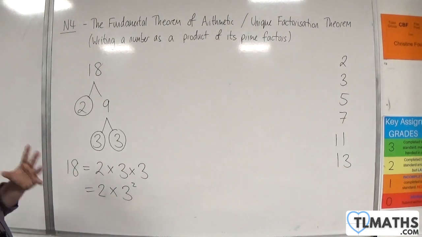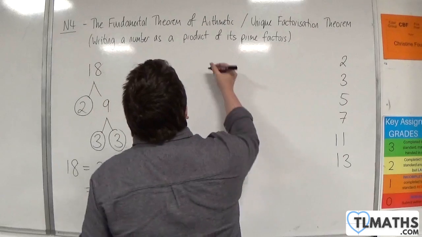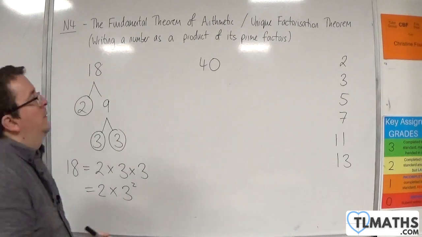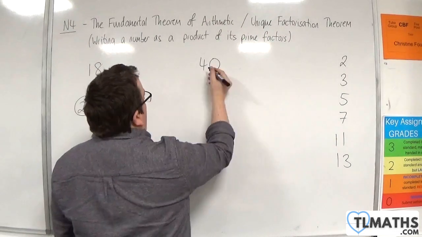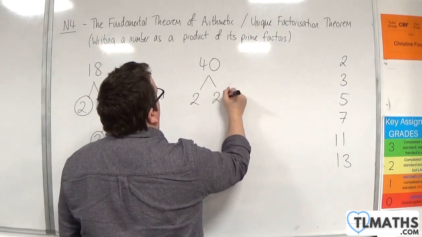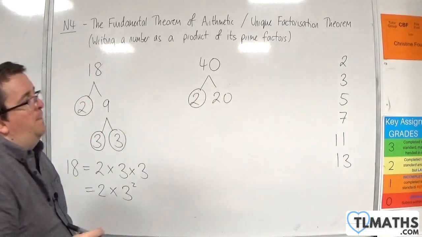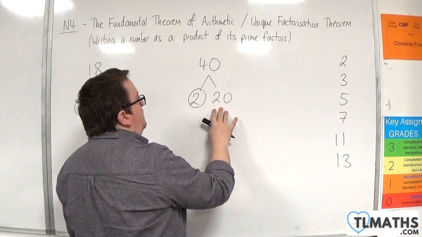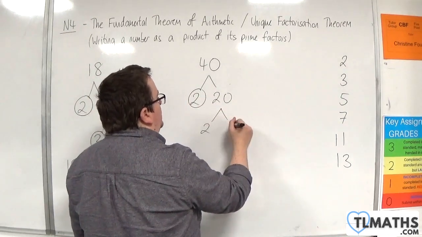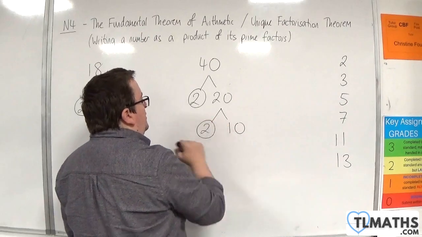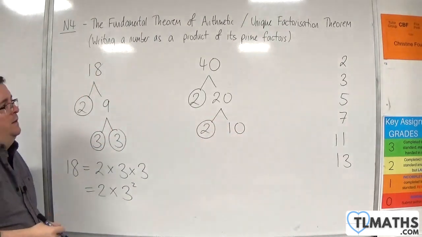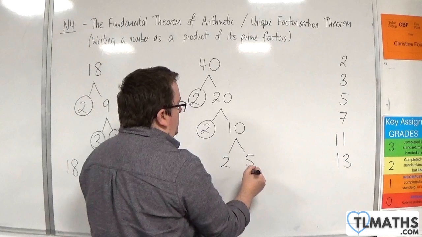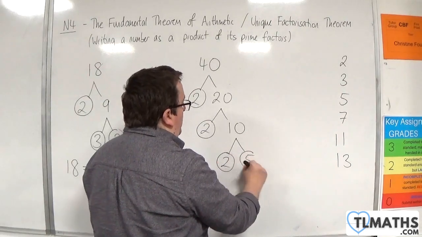Okay, let's see another example. How about 40? Let's do the same trick with 40. Now, does 2 go into 40? Yes, it does. It goes in 20 times. So 2 is prime, so I circle the 2. 20 is not prime. So I go to the top of my list and go, right, does 2 go into 20? Yes. 2 goes into 20 10 times. So I circle the 2, 10 is not prime. Now, does 2 go into 10? Yes, it does. It goes in 5 times. So 2 is prime, and 5 is prime, actually.